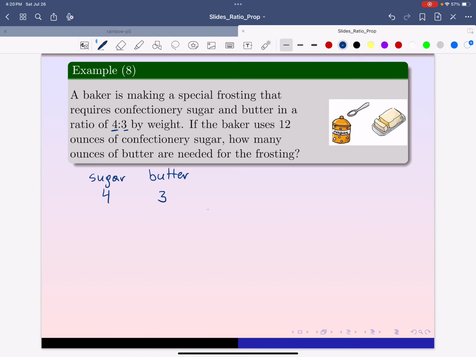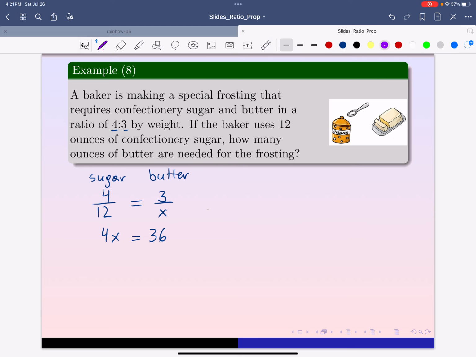So we have 4 sugar, 3 butter. And then we use that we have 12 ounces of sugar. So we need to write it down under sugar, 12 ounces, and we have x ounces of butter, and this is my proportion. So we can solve it as before, cross multiply. 4 times x is 4x, and 12 times 3 is 36.